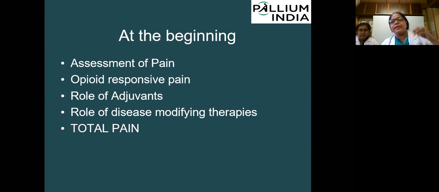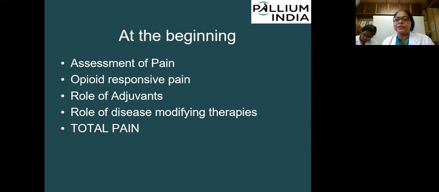See, things like increased intracranial tension, when they come to you with that splitting headache, and then certain kinds of neuropathic pain, these will not respond to opioids. So right in the beginning, when you assess your pain, make sure that the trial that you're going to give is for a pain that would respond to opioids. And then also the role of adjuvants.